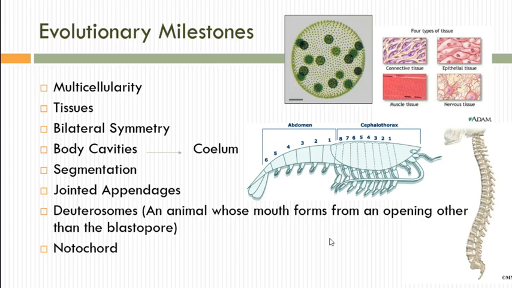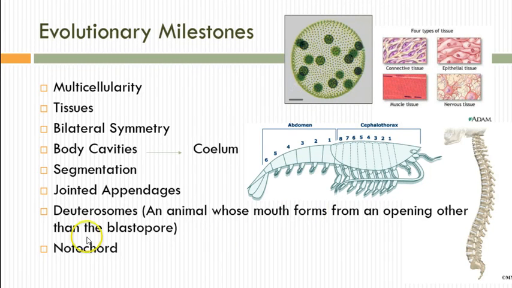Deuterostomes are animals who have a mouth that forms from something not the blastopore. As a matter of fact, in deuterostomes, the blastopore forms the anus, really. And so the mouth is formed from a totally different cavity that joins the digestive tract later on. So we happen to be deuterostomes.